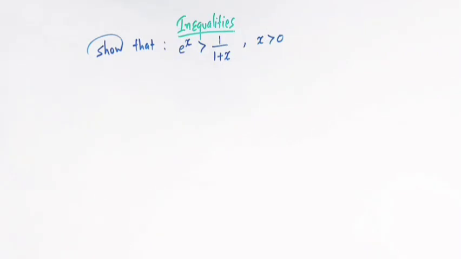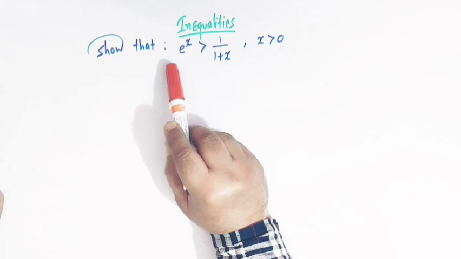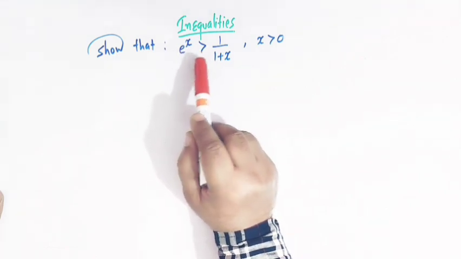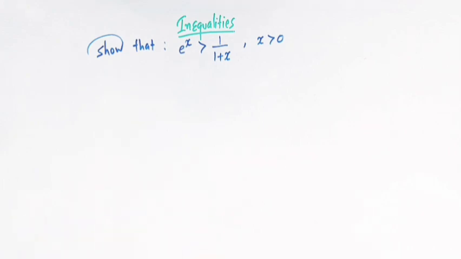Hello viewers, in today's class we are going to discuss yet another important problem from inequalities. In this class we'll prove this important inequality, that is e raised to x is greater than 1 over 1 plus x for all x greater than 0.